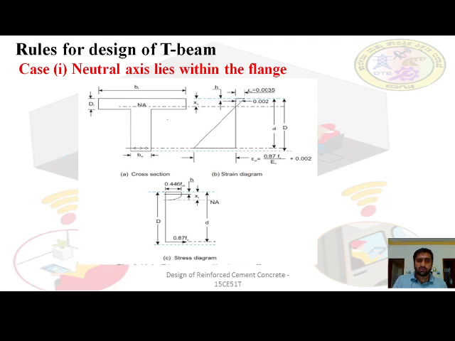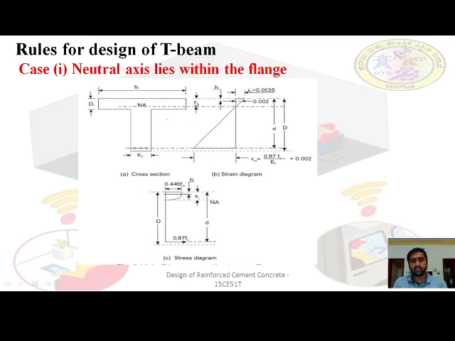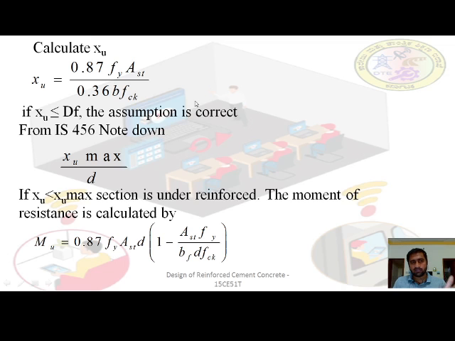So the procedure for this one will go like this. First, we will calculate the XU. This XU, the depth of the neutral axis, will be calculated using the formula 0.87 Fy AST divided by 0.36 times B into FCK. Once you get the XU, you will check that it is less than DF. If you go to the previous slide, the XU will be less than the DF. If that happens, then the assumption is correct.